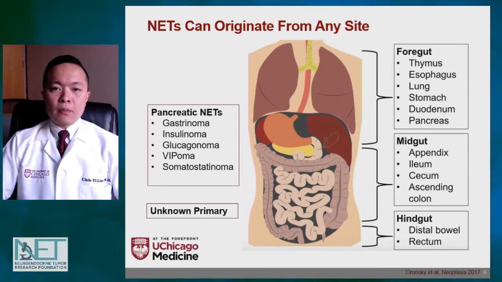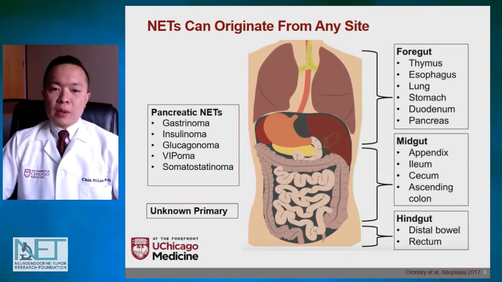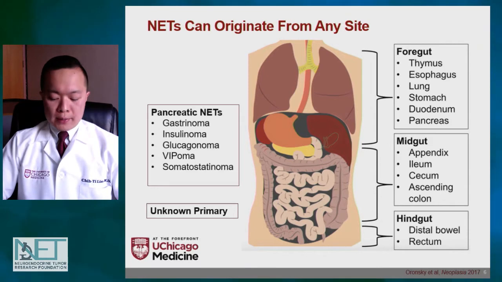Within the group of pancreatic neuroendocrine tumors, we have gastrinomas, insulinomas, glucagonomas, VIPomas, and somatostatinomas. And finally, it's important to note that for many of our patients, we never find the primary site of the tumor, and those are called neuroendocrine tumors of unknown primary.